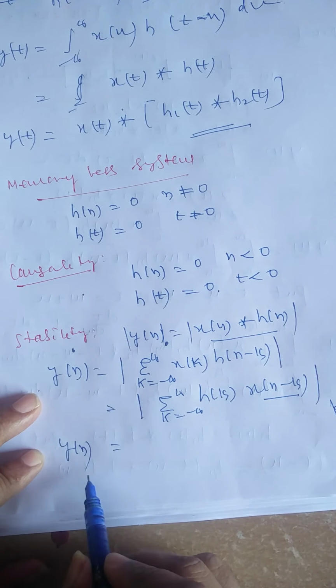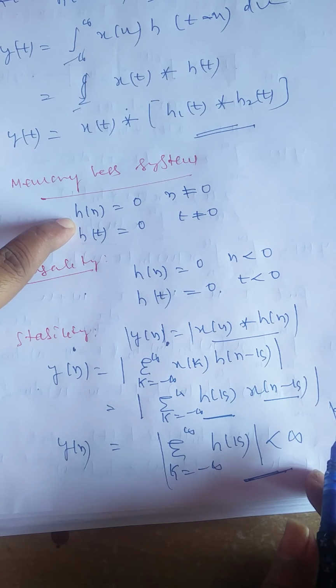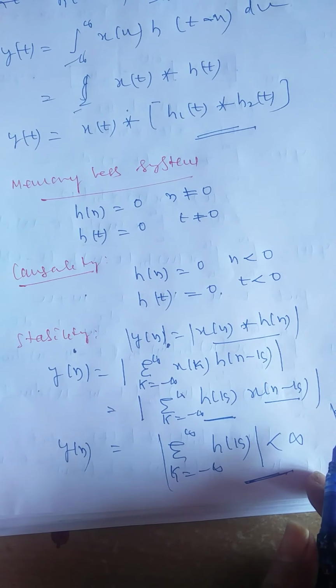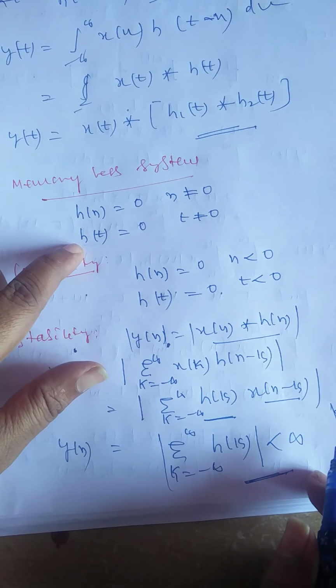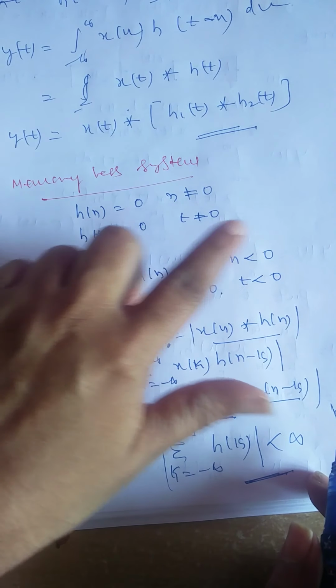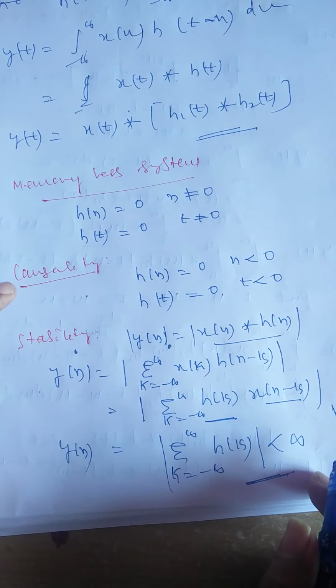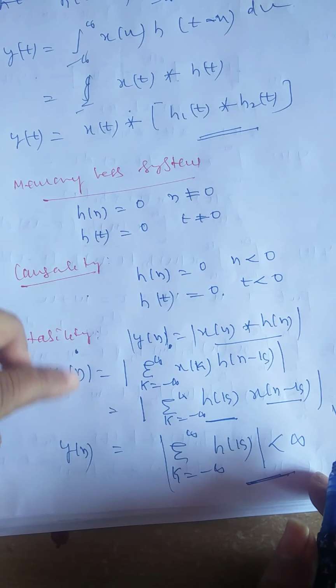In the properties of impulse response of LTI system, based on the impulse response, we can say that the system is memory or memoryless, causal or non-causal, stable or unstable. To say it is memoryless, the impulse response h of n should be equal to 0 when n is not equal to 0, or in case of continuous, h of t is equal to 0 when t is not equal to 0. Similarly, in case of causality, the system is said to be causal if the impulse response of that system h of n is equal to 0 when n is less than 0.